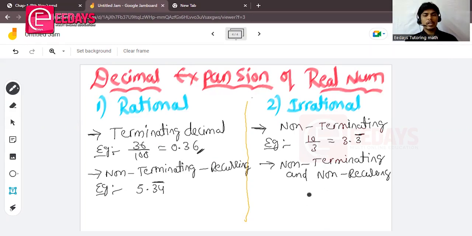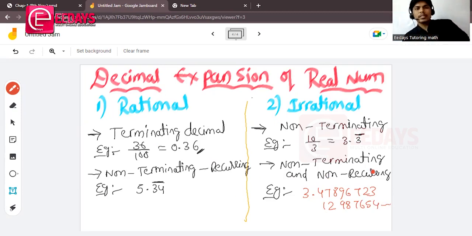Non-terminating, non-recurring is nothing but, for example, the one I took previously: 3.4789672312987654. After doing the actual division, you get numbers like this with no end. It is not repeating, but you are getting some values; it is prolonging like that. Clear, guys? So it comes under non-terminating and non-recurring. I hope everyone understood the difference between rational number and irrational number.